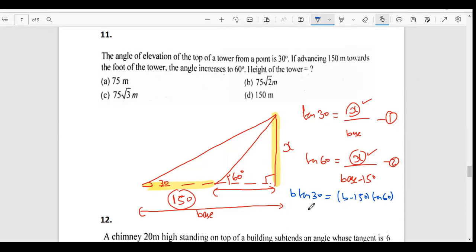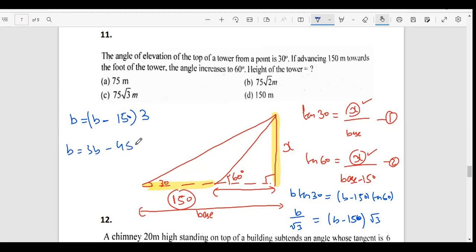Tan 30 is 1 by root 3. So b by root 3 equals b minus 150. And this is root 3. Now I can multiply root 3 with root 3. I'm simplifying it here. It would give me b equals b minus 150 multiplied by 3. And it would give me b equals 3b minus 450. And simplifying would give me b equals 225. Well done, Marine. Excellent.